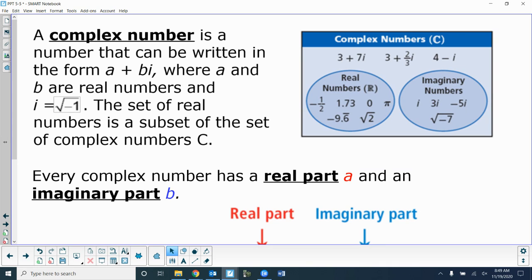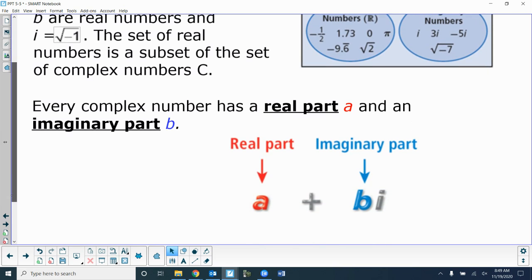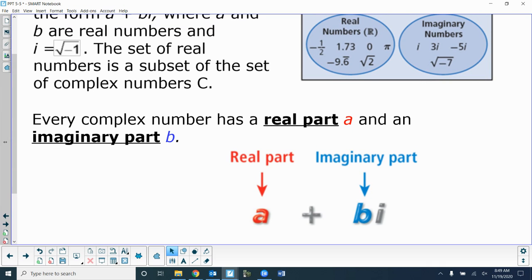Every complex number has a real part a and an imaginary part b. So a is the real part, b is the imaginary part. Just the number in front of the i is the imaginary part. Well, the bi, I guess, but when they ask for the imaginary part, it's whatever's in front. So there are 2 parts for complex numbers, real and imaginary.